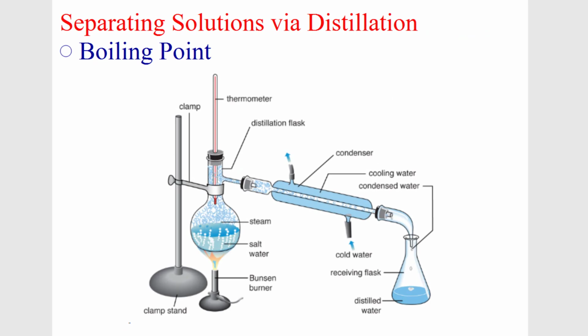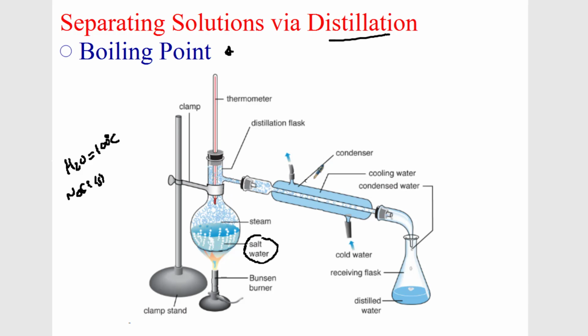We can also separate a solution via distillation. This deals with different boiling points. Let's say you have salt water right here. Water boils at 100 degrees Celsius, and something like NaCl solid boils at a much, much higher temperature. So if we use a Bunsen burner here, we're going to boil the water off. The water turns into steam.